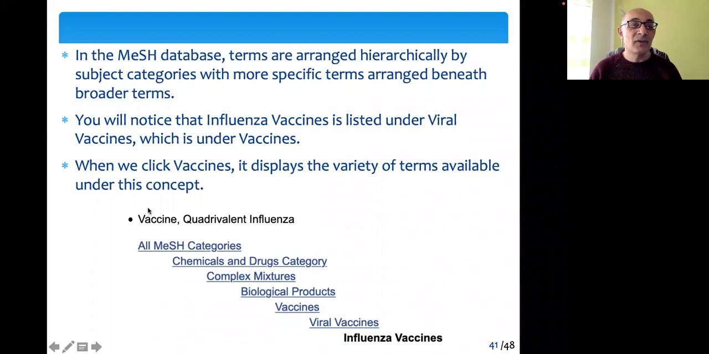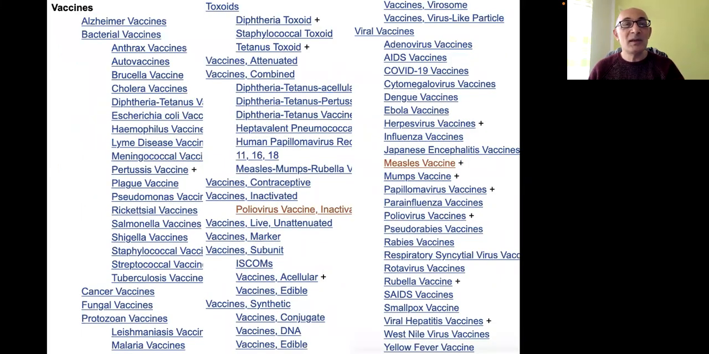When you search for flu vaccines, you have vaccine quadrivalent influenza. Under this, you have all MeSH categories. You see, the flu vaccine actually belongs to viral vaccines, that is belonging to vaccines, biological products, complex mixtures, and so on. So you see all the tree where one term is actually belonging to. And this way, you can go down in the tree or up and come up with very relevant materials.